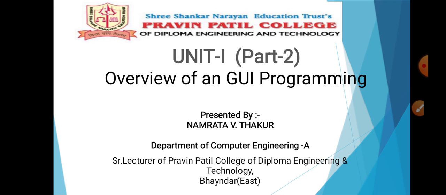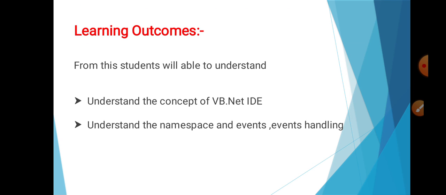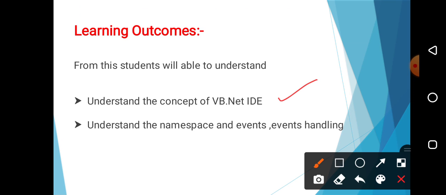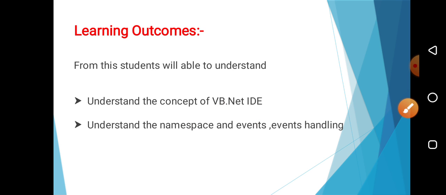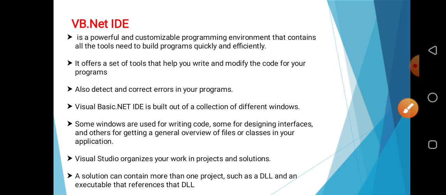Let's start part 2 of Unit 1. I have already uploaded part 1 of the same chapter. Kindly revise your concepts by watching that video. Your Unit 1 is all about the overview of GUI programming. From this video, you will be able to understand what exactly the VB.NET IDE is, what namespaces are, and events and event handling. So let's understand the concept of VB.NET IDE in detail.